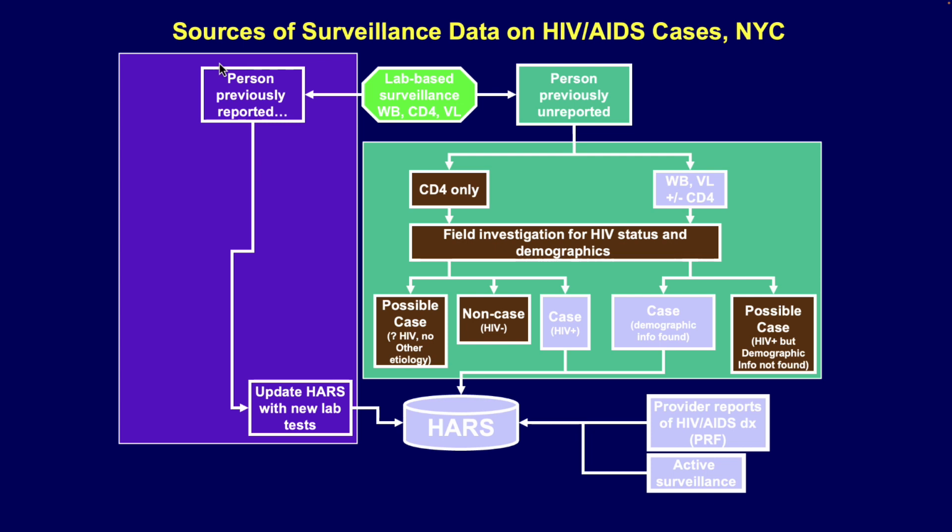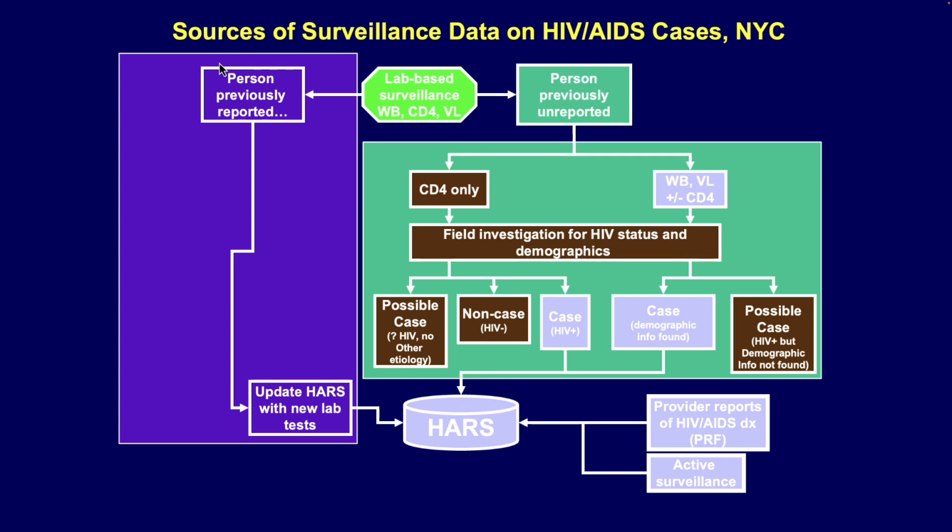Looking at the right side of the schematic again, if a laboratory test comes in that's a standalone CD4 count and it represents a person who's never been reported to the surveillance system before, then the first order of business is to figure out via field investigation if the lab report represents someone with HIV. If it does, then they'll have the possibility of being classified as a new HIV case in the surveillance system. If not, they'll be classified as a non-case.